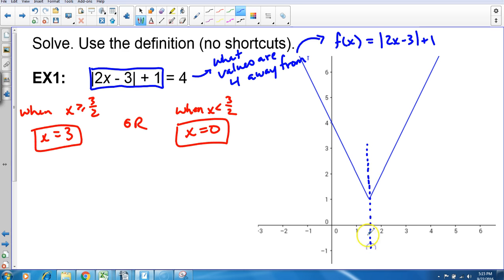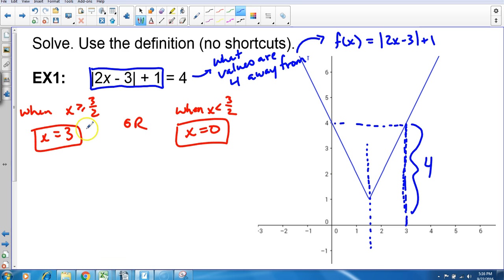So if you pick anything bigger than that, you should get a particular response that's 4 away from the function. If you pick anything smaller than that, you're going to get a different response. So let's check out what responses we got. When we pick a value that's bigger than or equal to 3 halves, this is telling me that x equals 3 is going to give me something that is 4 units away. I can draw a straight line there. Something that's 4 units away from that function, and that's what it looks like on the graph.